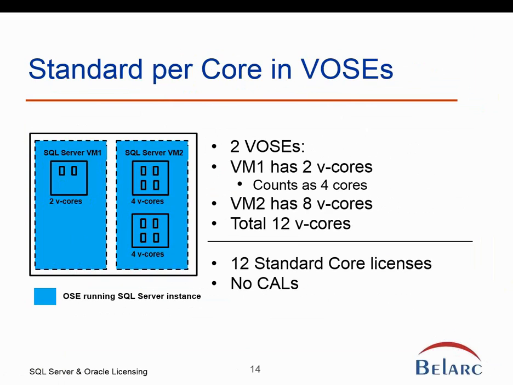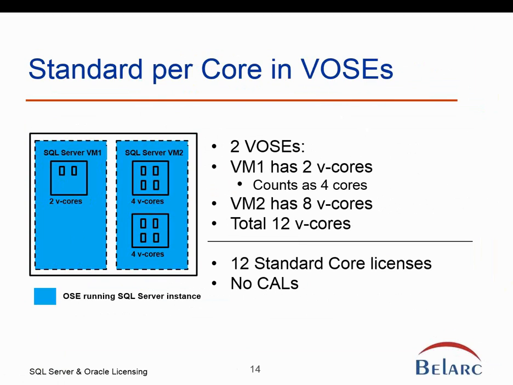On the other hand, if instead of running in the POSE, you're running some VOSEs, in this case 2 of them, you do it differently. So in this case, we don't show it here, but this is the same physical server with 16 cores, but the VOSEs are configured as shown. The one on the left is only using 2 of the virtual cores, and the one on the right is using 8. So there are a whole bunch of cores that are unused.